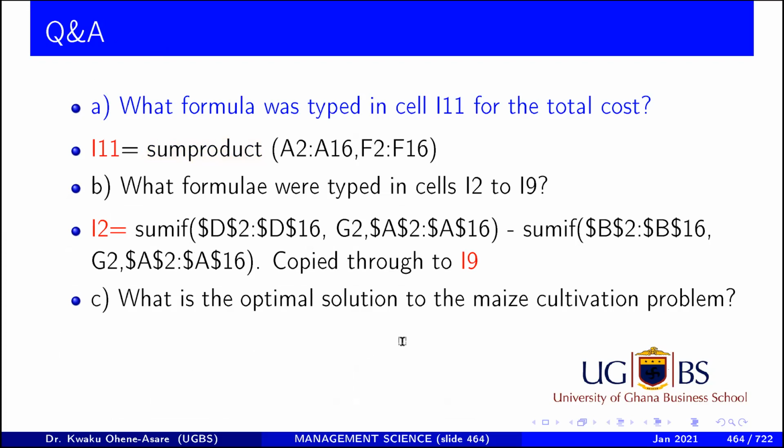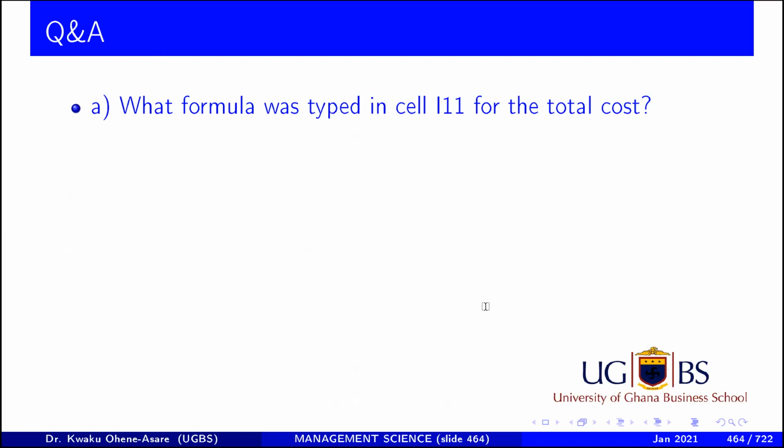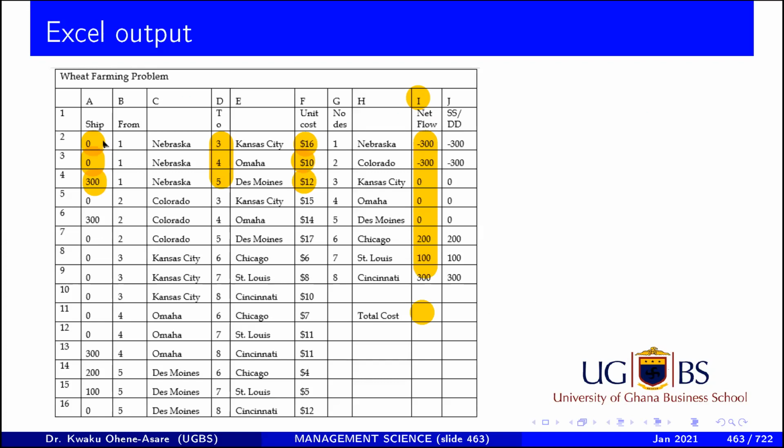You'll appreciate it better. What is the optimal solution to the maize cultivation problem is very simple. Okay, the optimal solution is right there. Okay, you can see them. Transport 300 from Nebraska to Des Moines. Transport 300 from Colorado to Omaha. Transport 300 from Omaha to Cincinnati. Transport 200 from Des Moines to Chicago. 100 from, it's all there.